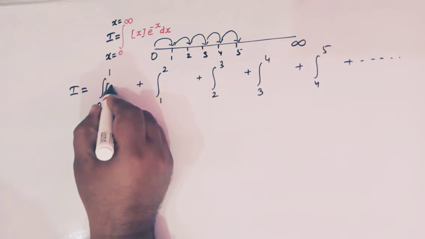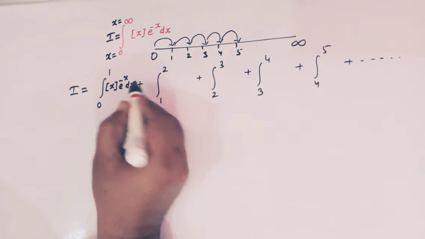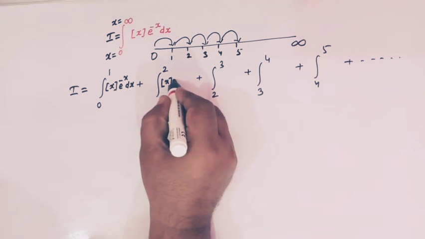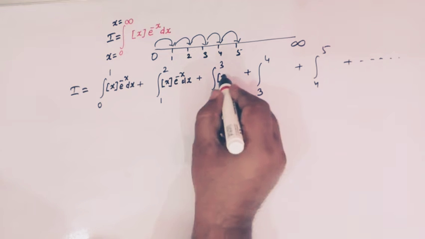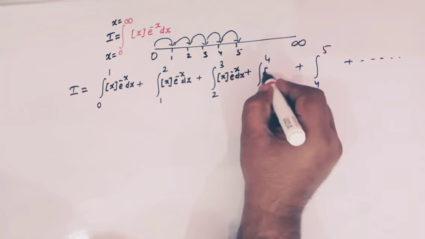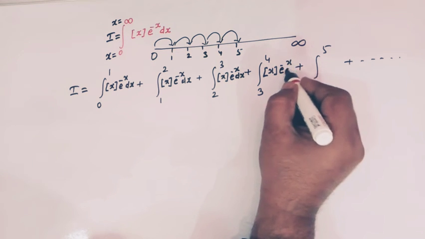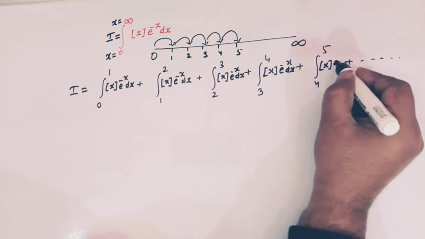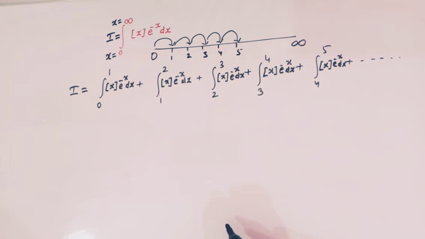So here we have the function greatest integer x e raised to minus x dx. Similarly here also, and here also, we have greatest integer x e raised to minus x dx, and so on.